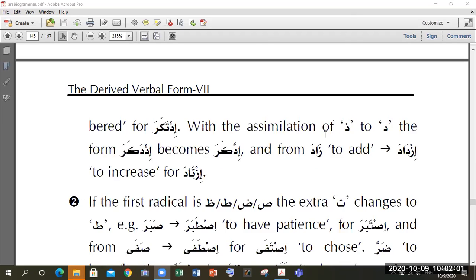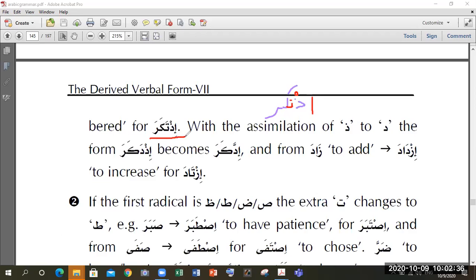Now there is another example of dal, dhakara. Let me write. The root word was dal, kaf, ra. We have to add one alif in the beginning. Let me write it in a different color so that we can understand. After this, we add a ta with a sukoon. So it becomes istakara.